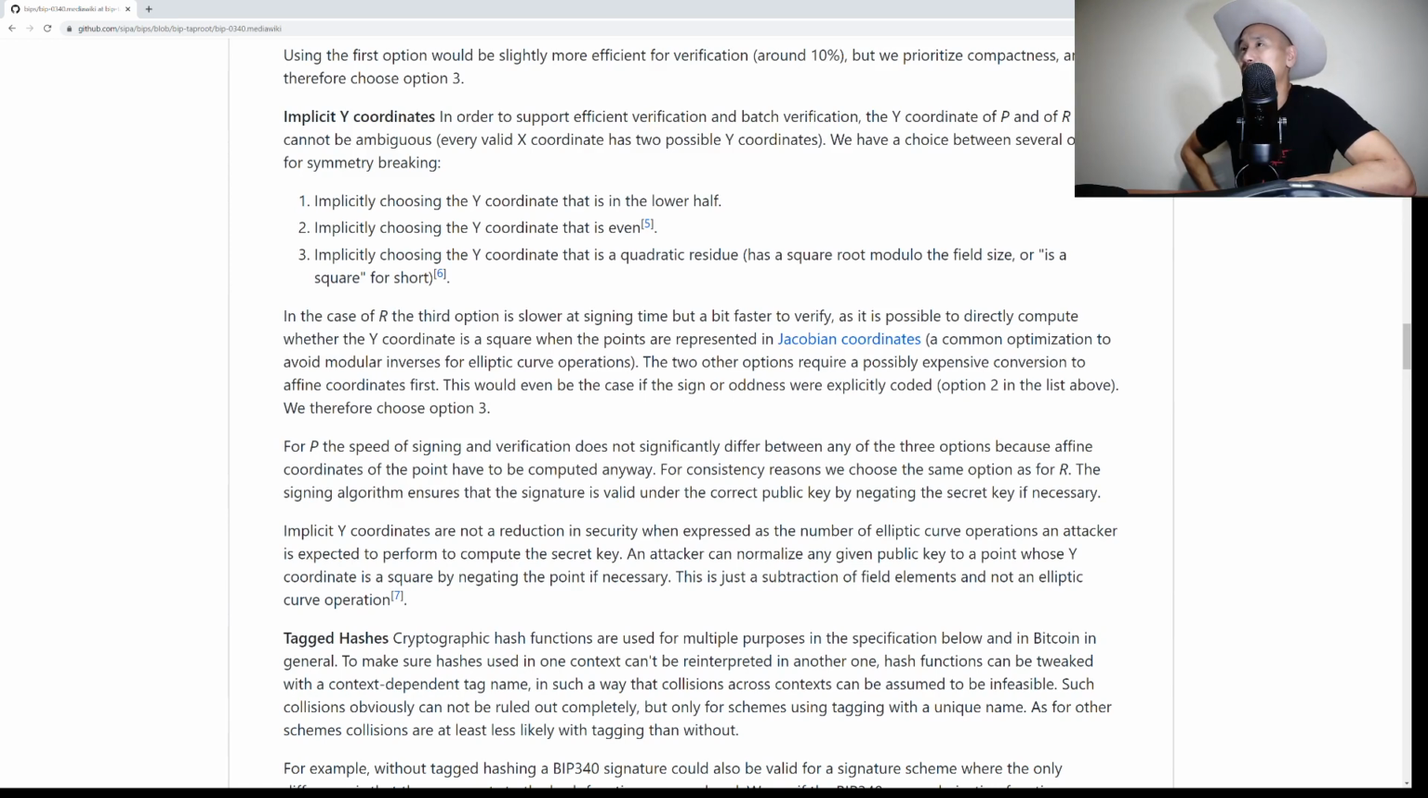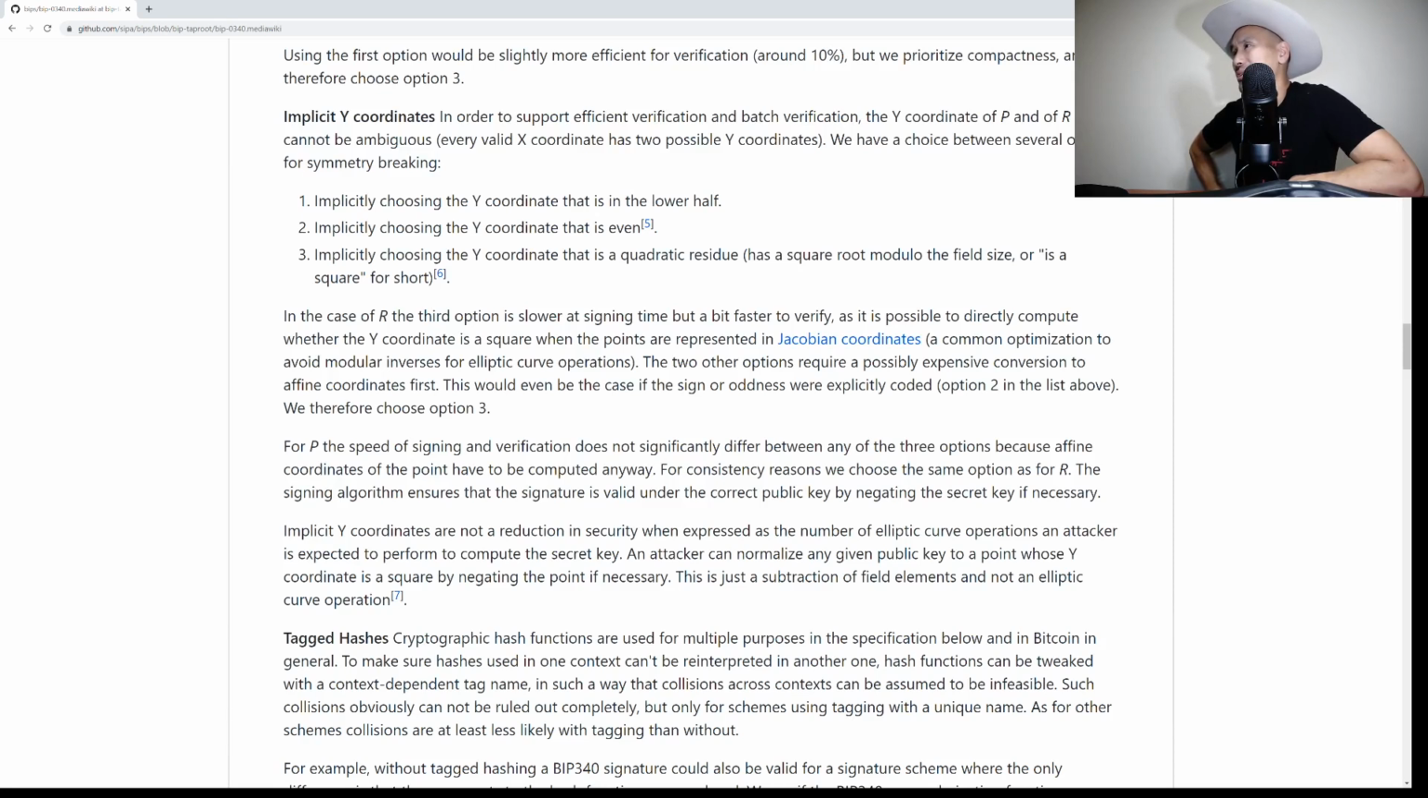For P, the speed of signing and verification does not significantly differ between any of the 3 options, because affine coordinates of the point have to be computed anyway. For consistency, if you're going to transmit P, you have to compute affine. That's basically what it is. For consistency reasons, we choose the same option as for R. The signing algorithm ensures that the signature is valid under the correct public key by negating the secret key if necessary.